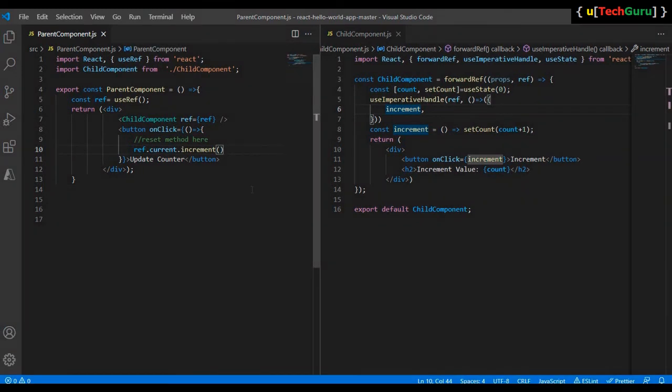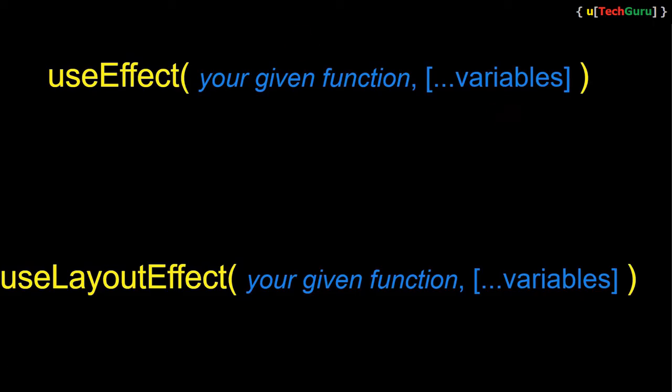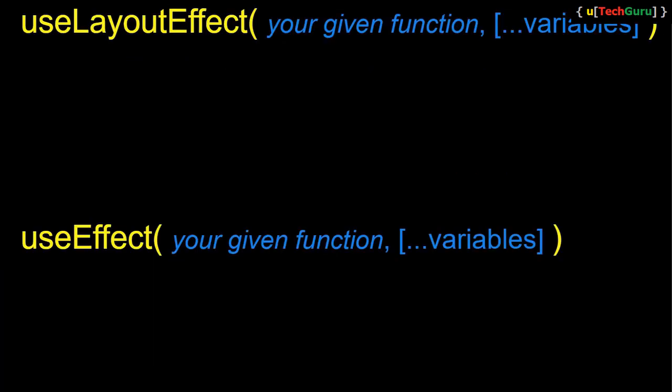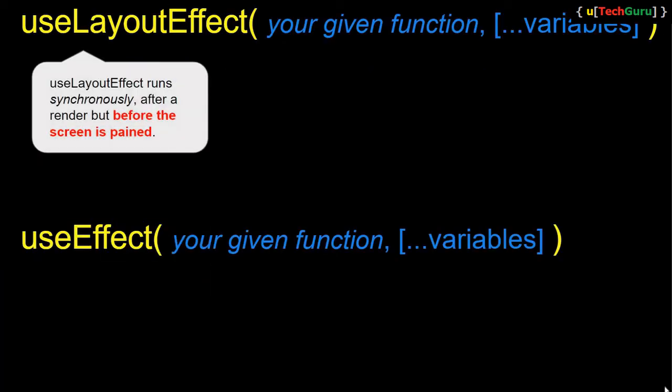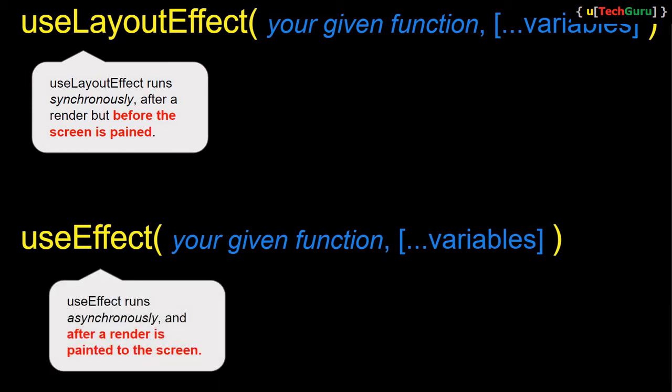Now we will learn about the hook useLayoutEffect. The interesting thing is useLayoutEffect looks the same as useEffect. Because their structure is the same, their parameters are the same, and even their behavior is the same. The only difference is useEffect runs asynchronously, after a render is painted to the screen. On the other hand, useLayoutEffect runs synchronously, after a render but before the screen is updated.